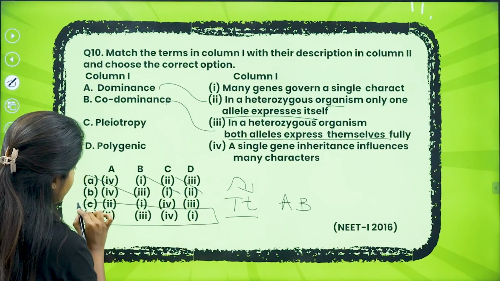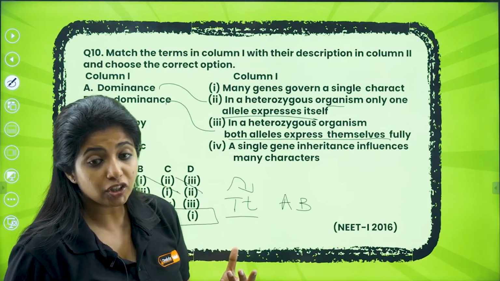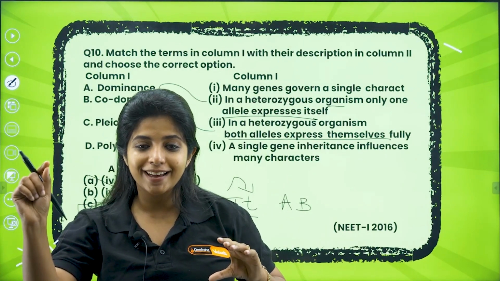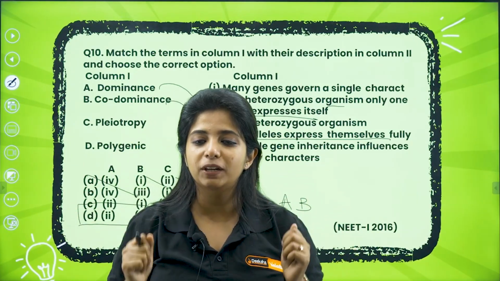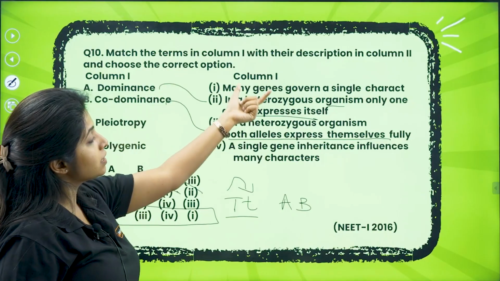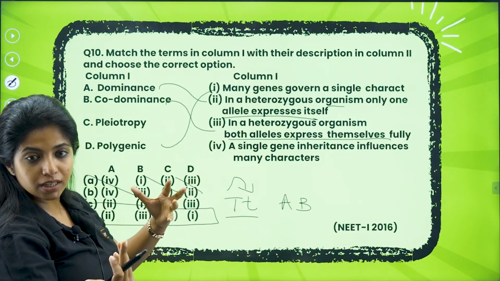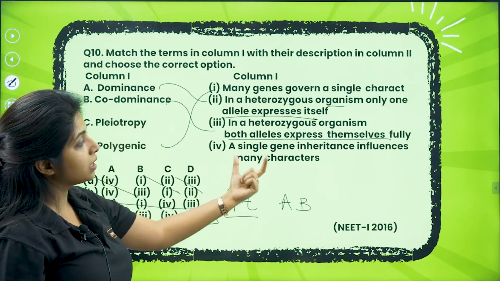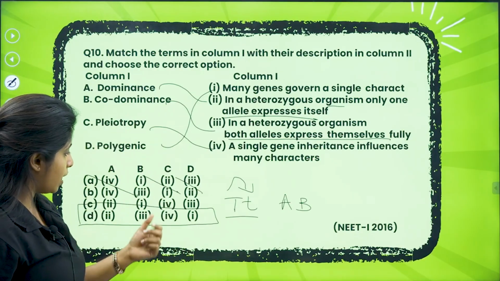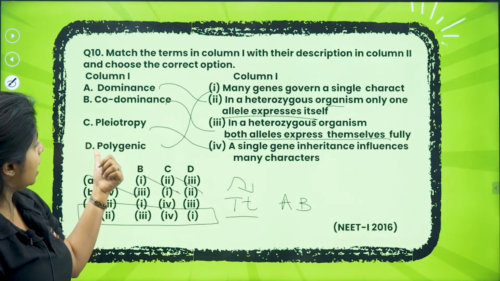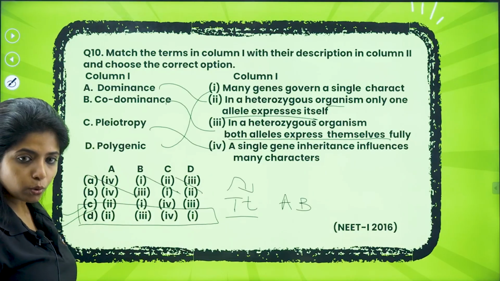So anyway, this would be my answer now. Anyway, let me check. Pleiotropy. What do you mean by pleiotropy? In polygyny we studied that multiple genes are there for one trait. Now suppose one gene is responsible for multiple traits. Then this is known as pleiotropy. So many genes govern a single character, that is polygyny. And pleiotropy is where a single gene influences many characters. So D goes with 1 and C goes with 4. So your answer would be this. Cool.